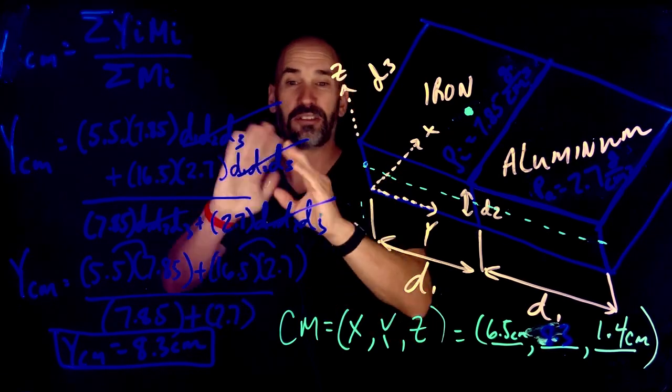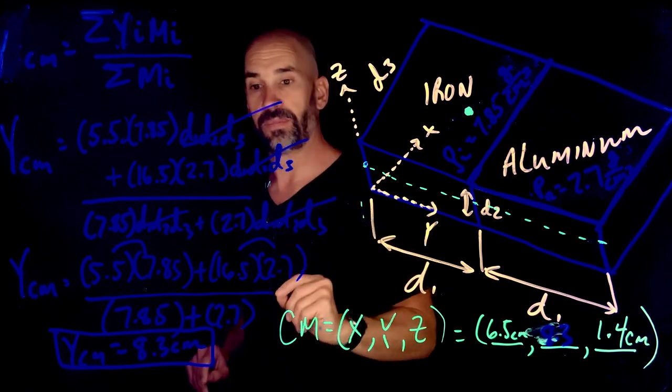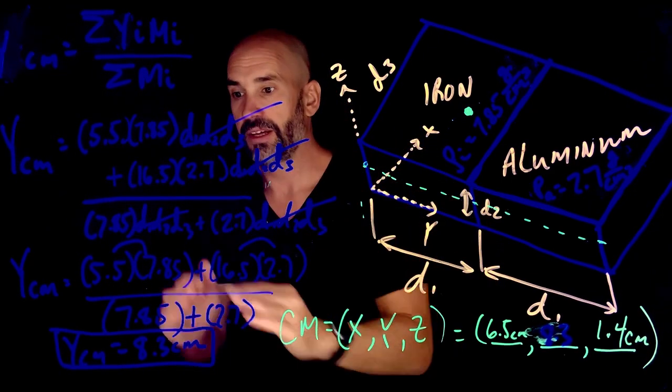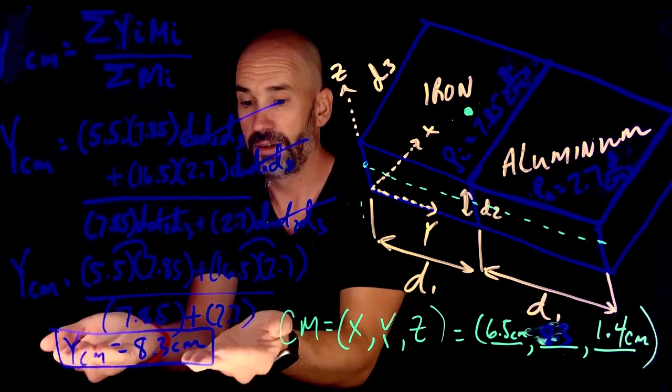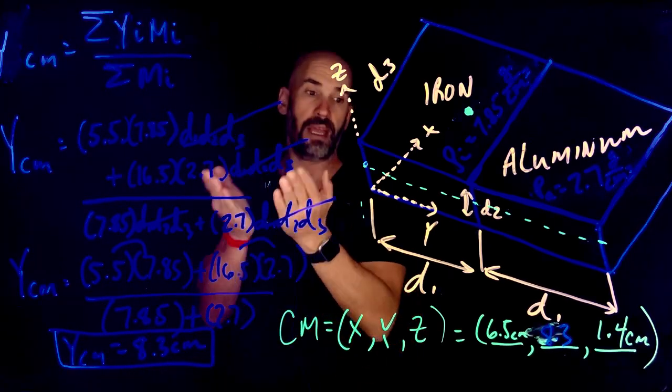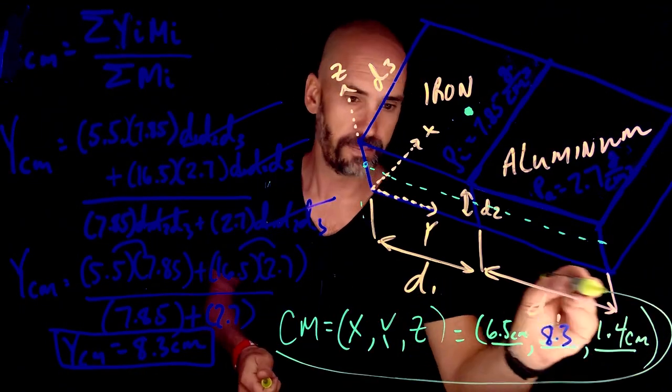And then we did this cool little trick where instead of masses, we said that it's density times volume. We let the volumes cancel out. We get a nice simple thing that we can just put in our calculator and find an answer, 8.3. We now have the center of mass of this weird object.